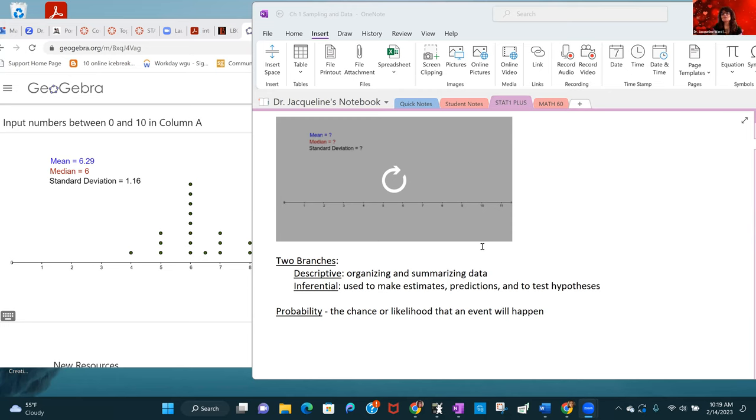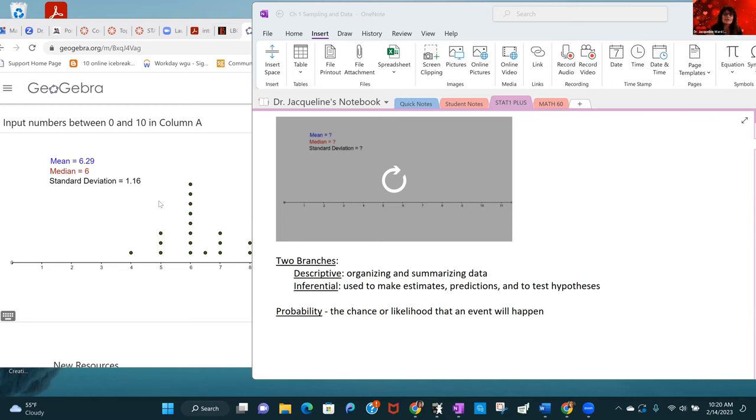All right. And then there's inferential statistics. This is the branch that's used to make estimates, predictions, and to test hypotheses. So you can see how powerful this is, right? Right now, we just collected, organized, and summarized some data. So we just did a little descriptive statistics.